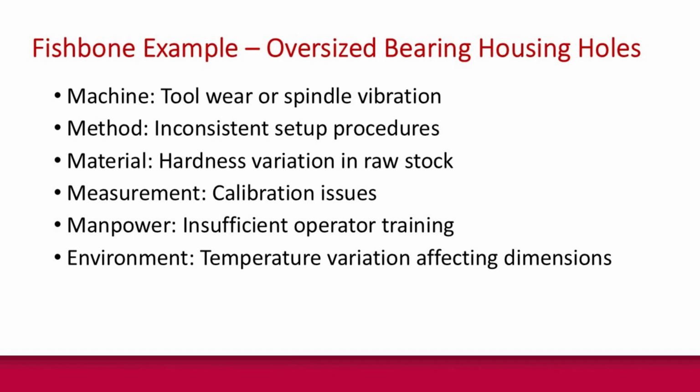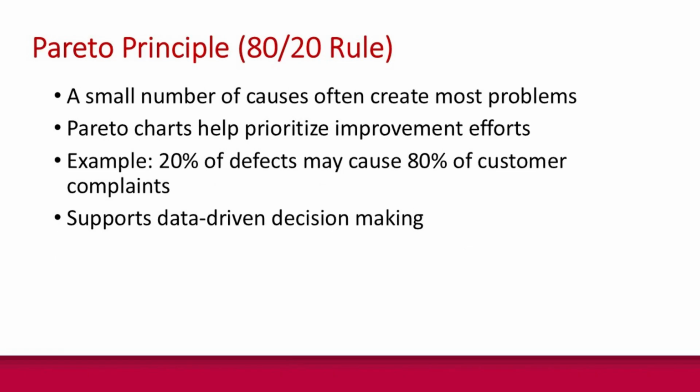This example demonstrates how a fishbone diagram encourages teams to think broadly about all possible contributing factors instead of jumping to conclusions too quickly. It helps organize brainstorming efforts and guides teams toward identifying the true root causes of quality problems. The Pareto principle, often called the 80-20 rule, is a very important concept in quality engineering and Lean Six Sigma. The basic idea is that a small number of causes are often responsible for the majority of problems.